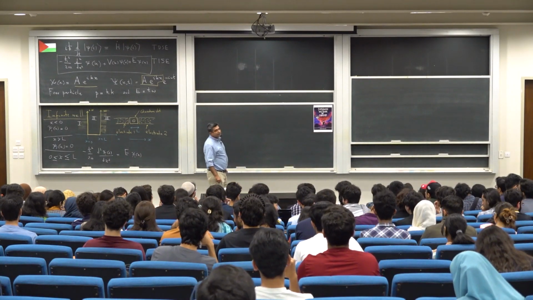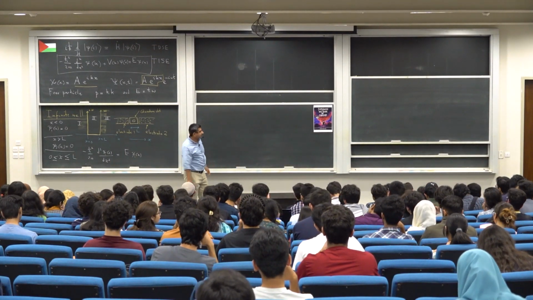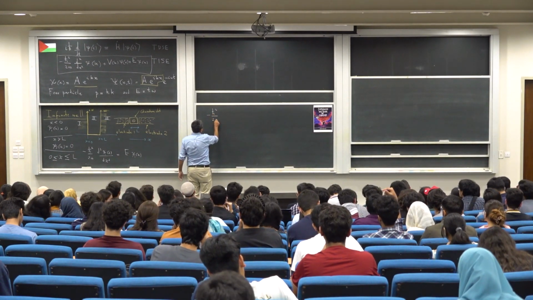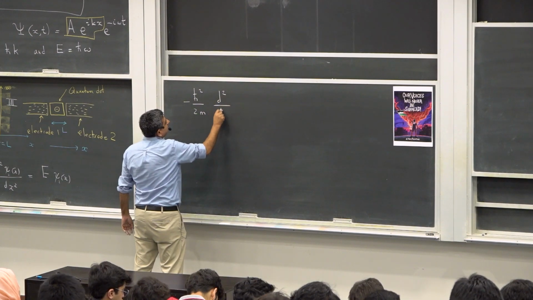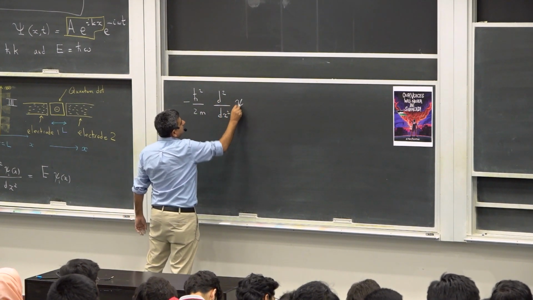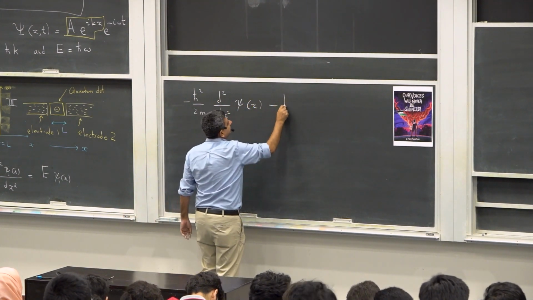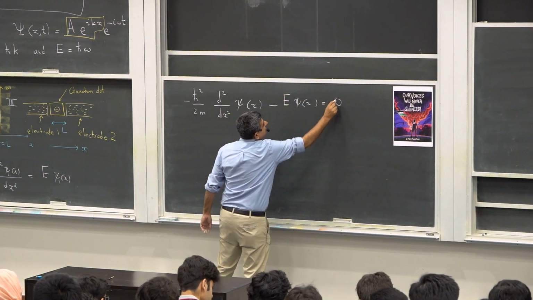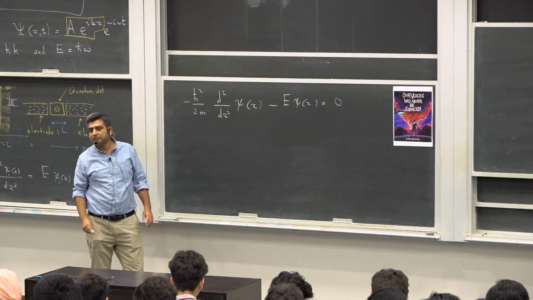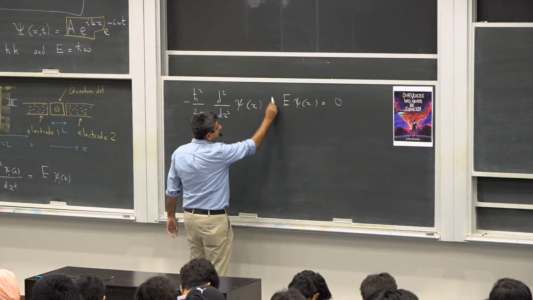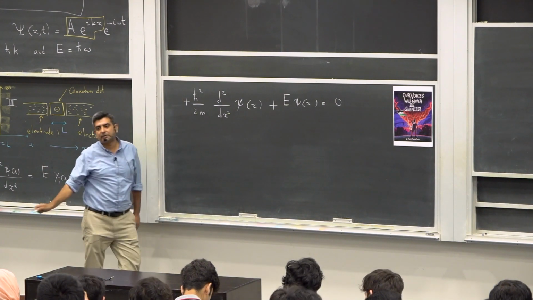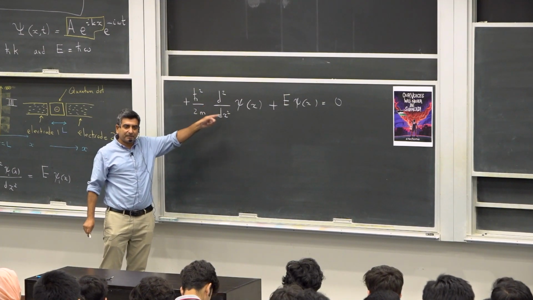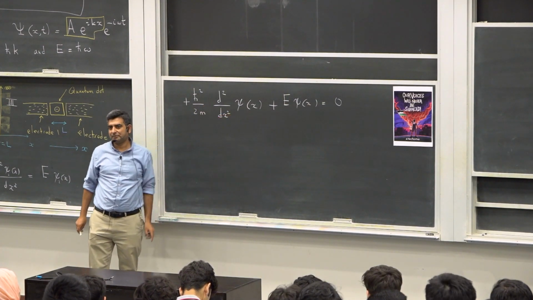So, first of all, let me reshuffle this equation a little bit. Minus h bar square over 2m, minus Eψ(x) equals 0. Correct? Now this is my second order differential equation, second order because it's the double derivative of the function.